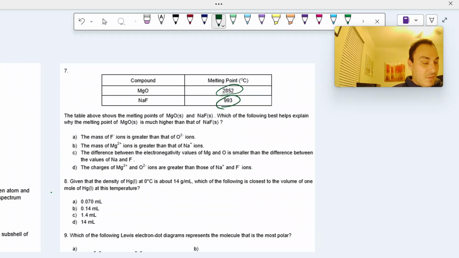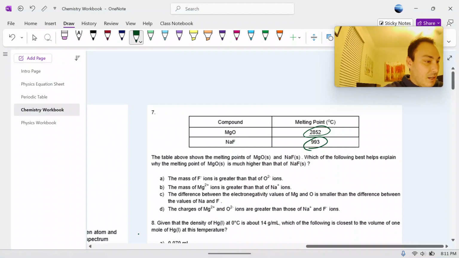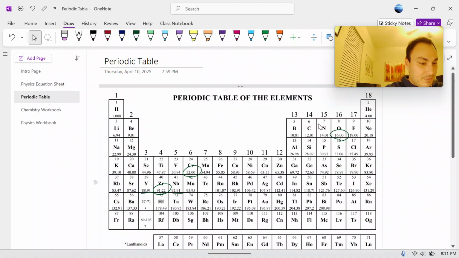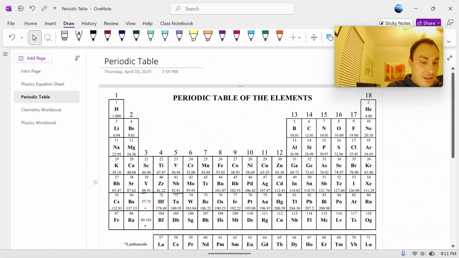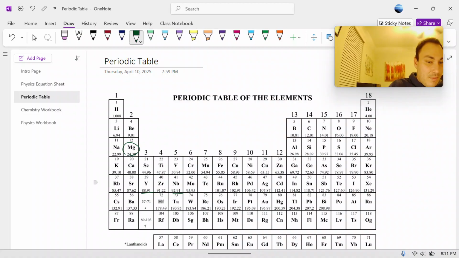Why is that? Well, let's go to the periodic table again. We go back to our periodic table. So magnesium and oxygen, and sodium and, was it sodium fluoride? So we have magnesium, oxygen, and we have sodium fluoride. There's not a huge size difference here because magnesium is close to sodium and oxygen is close to fluorine.